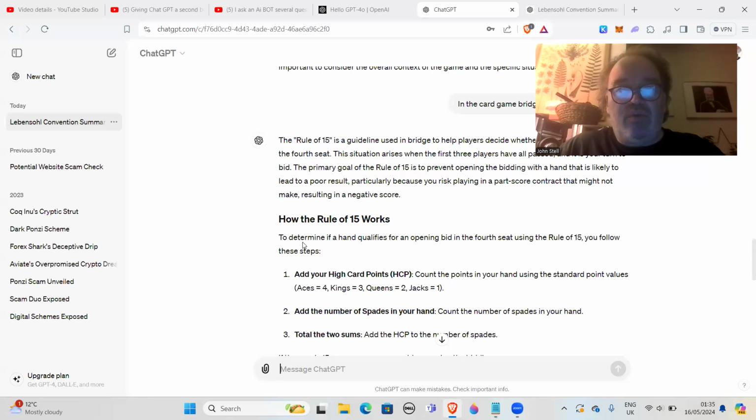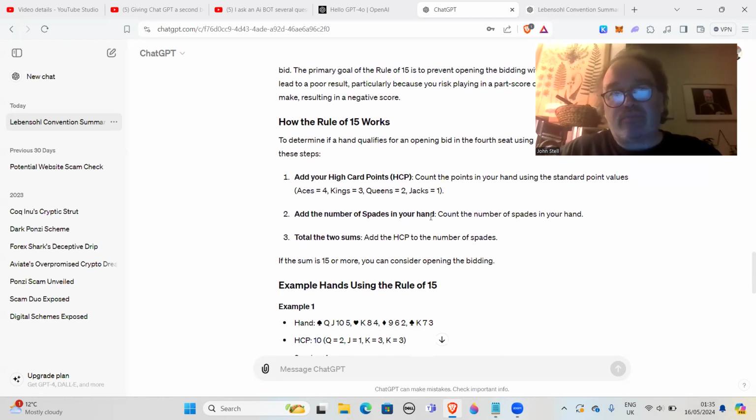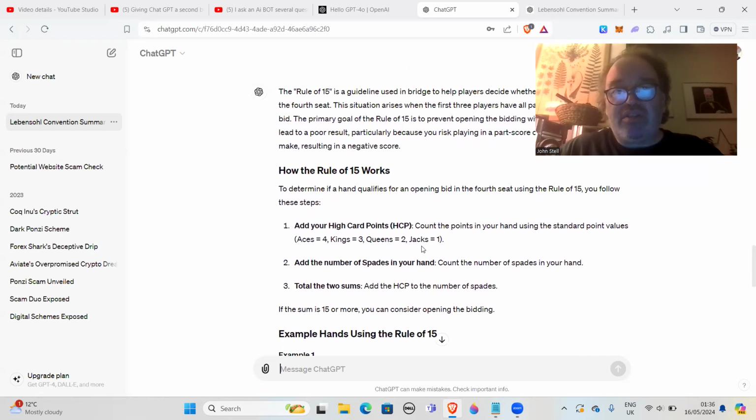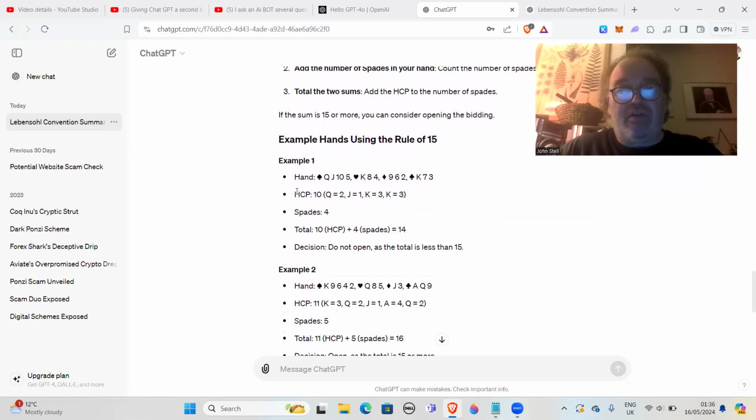All right, how the rule of 15 works. To determine if a hand qualifies for an opening bid in the fourth seat using the rule of 15, you follow these steps. Add your high card points, count the high card points: ace 4, king 3, queen 2, jack 1. Okay, correct. Count the number of spades in your hand and add the two together. If the sum is 15 or more, you consider opening the bidding. Okay, so example 1. We got 3, 6, 9, and 4 is 13.